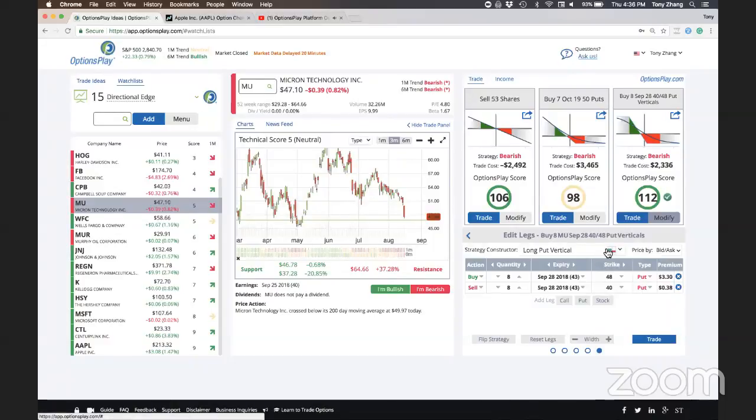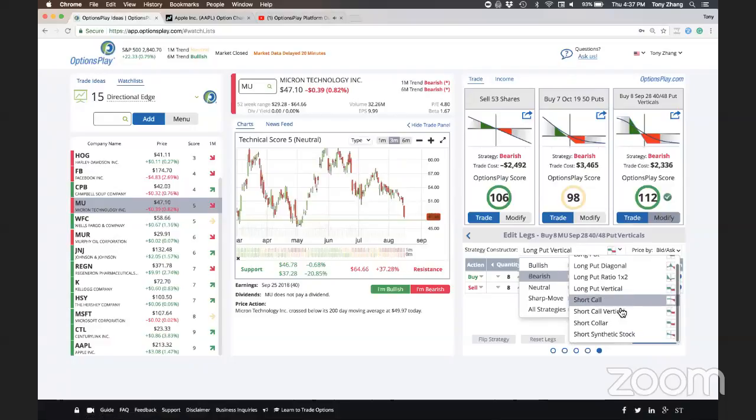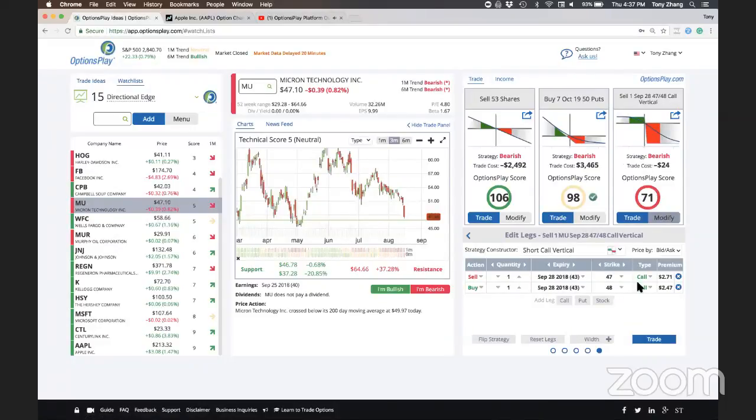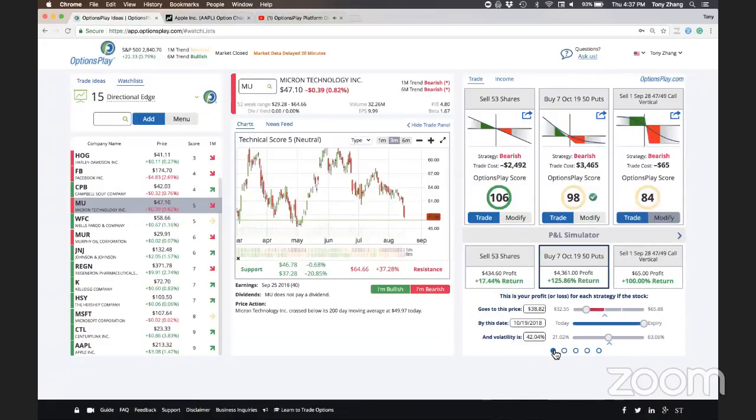And lastly, for those of you that are trying to trade other strategies, these are the three most popular strategies, but many of you like to trade other types of strategies. So if you want to trade a credit spread instead of a debit spread, you can do that very quickly, set up a debit spread, fiddle with the strikes and expirations, and very quickly see how the strategies will perform using the P&L simulator.